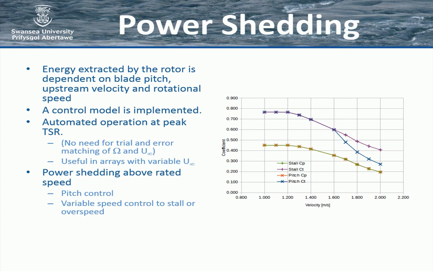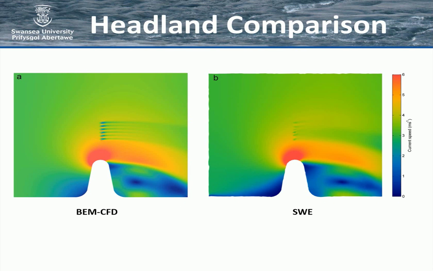So we implement a control model, which gives us two advantages over the basic one. Firstly, we can now automate our operation at peak tip speed ratio, which is quite nice, because what we haven't told you is some of our older models, there's an awful lot of guesswork, particularly if you look at this plot here on the left. Actually knowing what the inlet velocity is to the rotors is quite difficult before you run it.